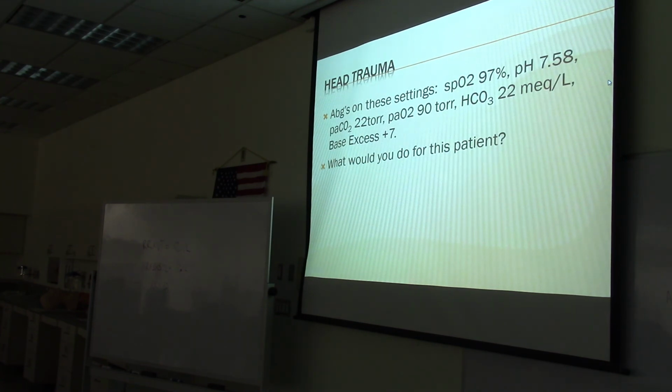And the ABG shows 7.58 pH, 22 CO2. PaO2 is 90. Bicarb is 22 with a +7 base excess. What would you do for this patient? How's that a +7 with a 22 bicarb?